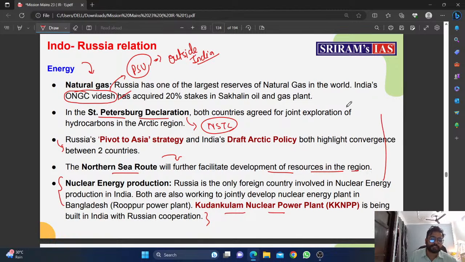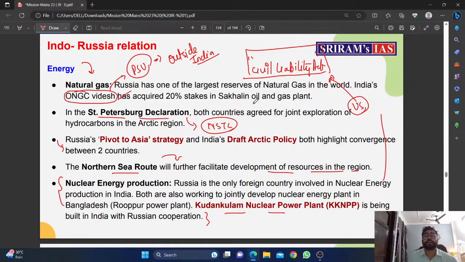Right now, there are many such projects which are stalled. For example, there is a project from the USA which we are not able to proceed with because of a very important issue, that is the Civil Liability Act. That means if, God forbid, a nuclear leak happens, who will be responsible for that leak? Will it be the company which is working with India, or will India be responsible for taking care of any kind of leak? So this Civil Liability Act is one of the issues in nuclear establishment in India.